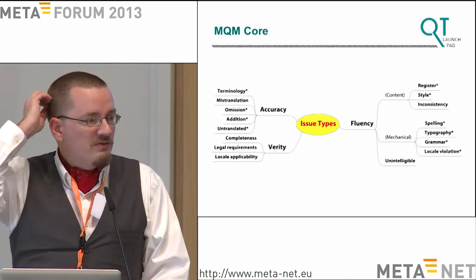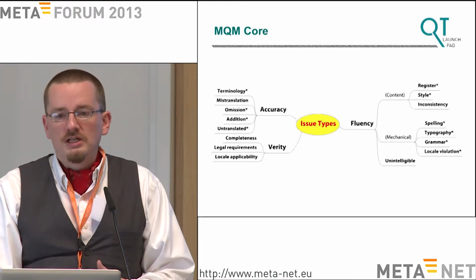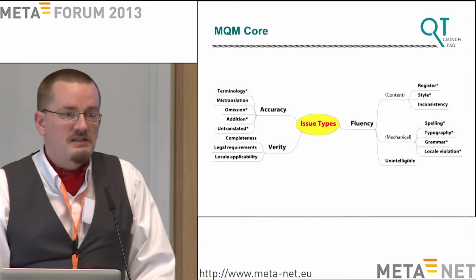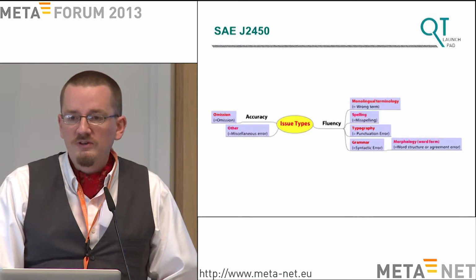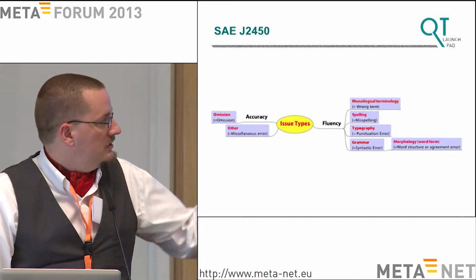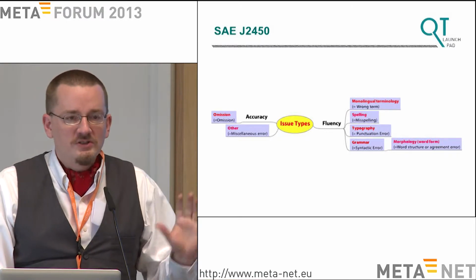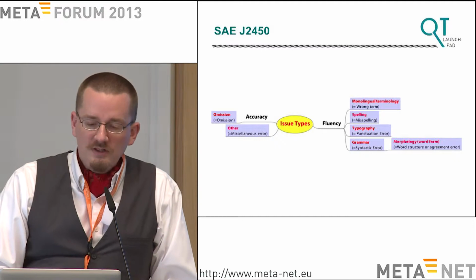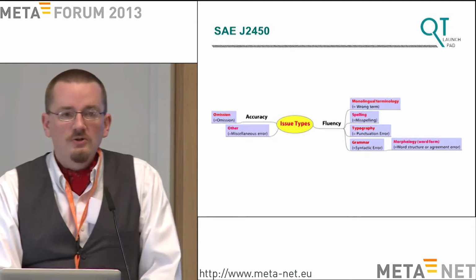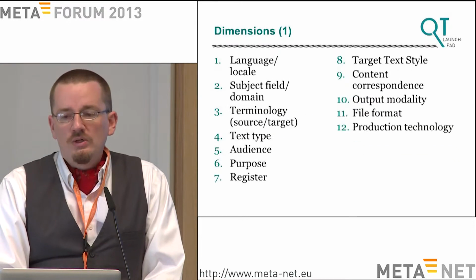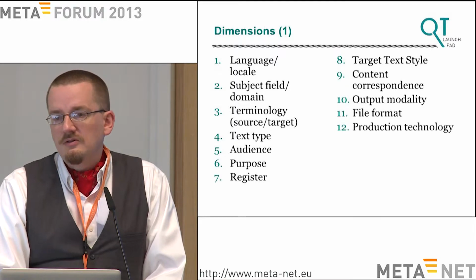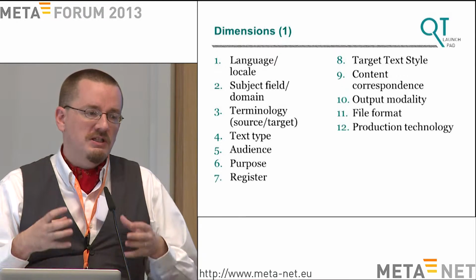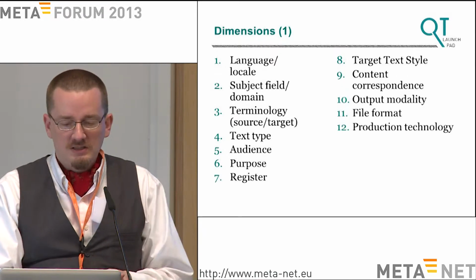And you can declare different profiles that represent your particular needs, and then you can see how they compare or don't compare. For instance, this is what SAE J2450 looks like in MQM. And it actually reveals some problems with SAE J2450. The other thing we're doing with this is bringing in the notion of dimensions, which is, these are derived from ISO standards. Dimensions are ways to quantify aspects of the translation product that's expected.